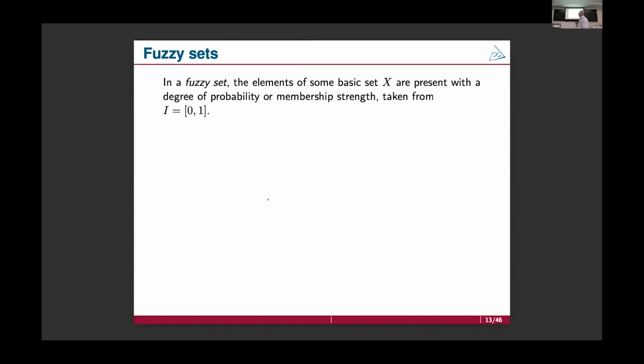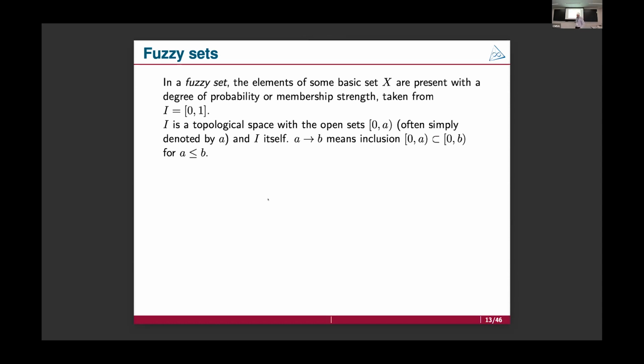So you have a basic set X, and the elements are present with a certain degree of probability or with a membership strength going from 0 to 1. So 0 means certain absence, so the thing is not really there. That will later on correspond to our infinite distances. And 1 means certain presence. So after all, the sample points by themselves should be naturally there, but the connections might be absent.